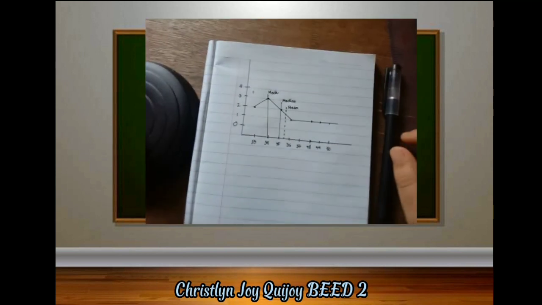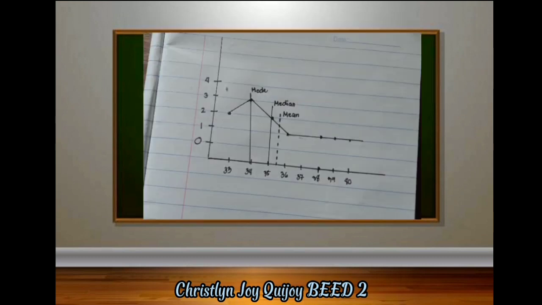As you can see there, the right tail is longer than the left, and the mean is greater than both the median and the mode. That's why it is a positively skewed distribution.